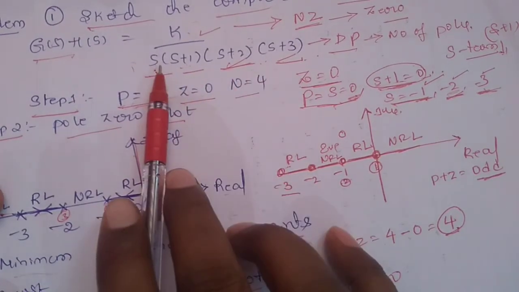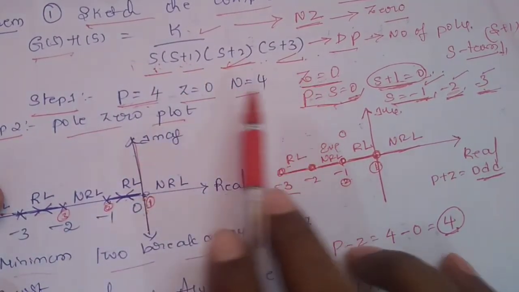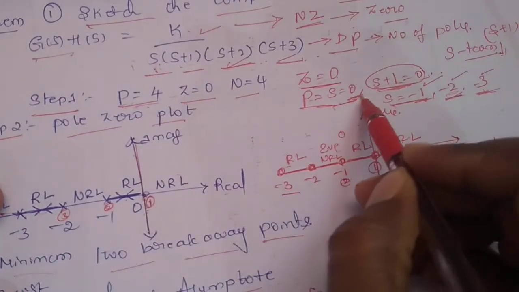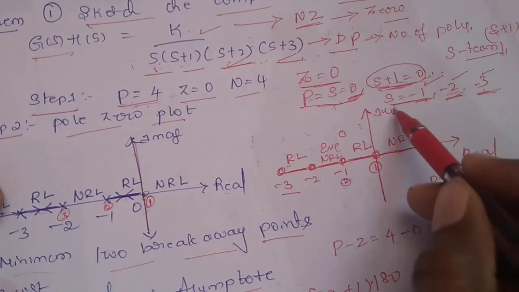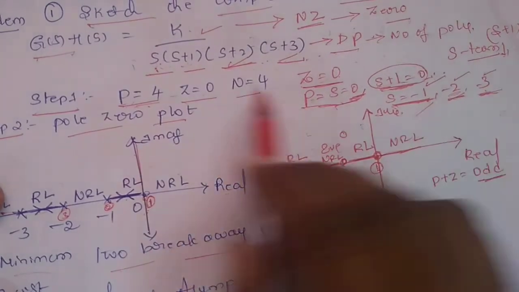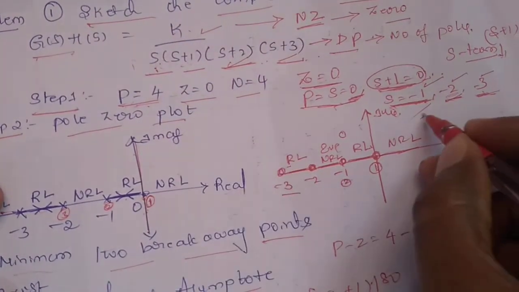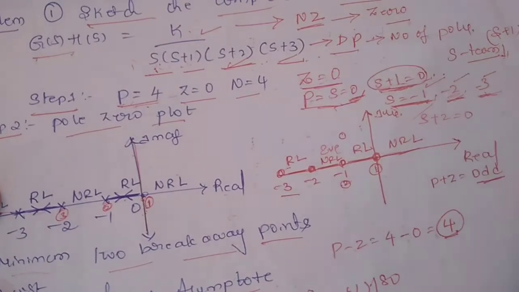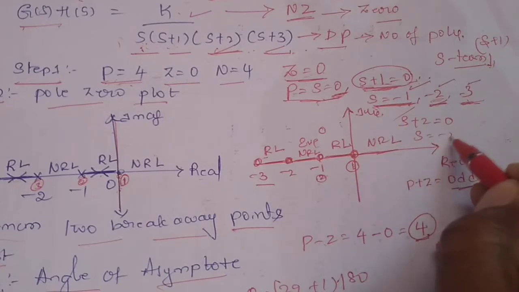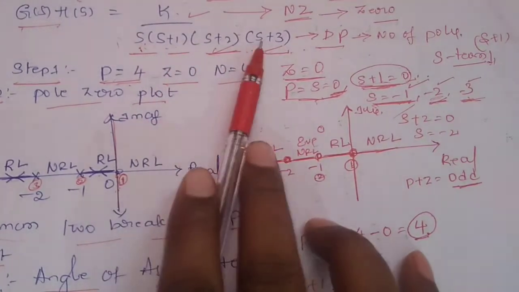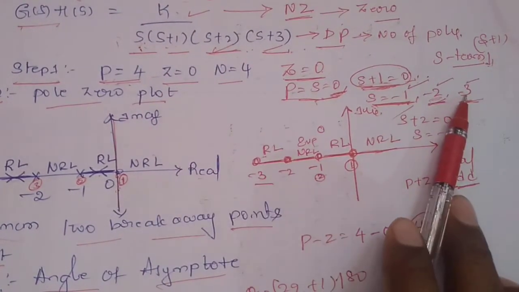So equate it to 0. If you equate s equal to 0, we will get the first pole, s equal to 0. Then s plus 1 equal to 0, then s equal to minus 1. Similarly, equate s plus 2 equal to 0, then you will get s equal to minus 2. Similarly, s plus 3 equated to 0, then s equal to minus 3.